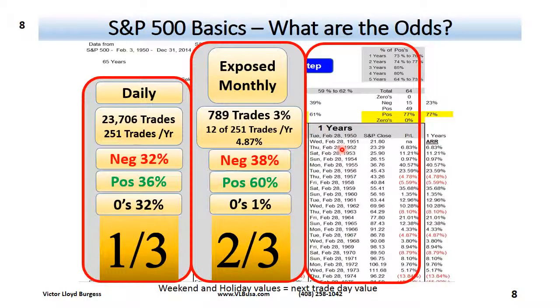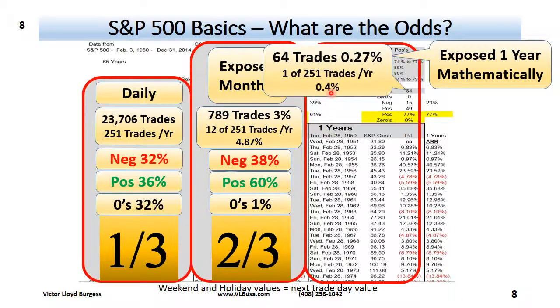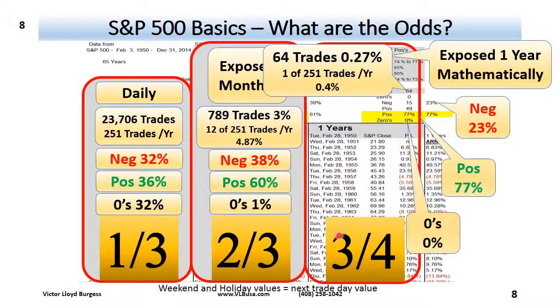Over here, I looked at the S&P once a year. Exposed once a year mathematically, 64 trades in 65 years. Now when we count the negatives that are here, that's 23% of the time. But the positives are 77% of the time. Zeros are 0% of the time. Believe it or not, now 3/4 of the time we have a positive movement.